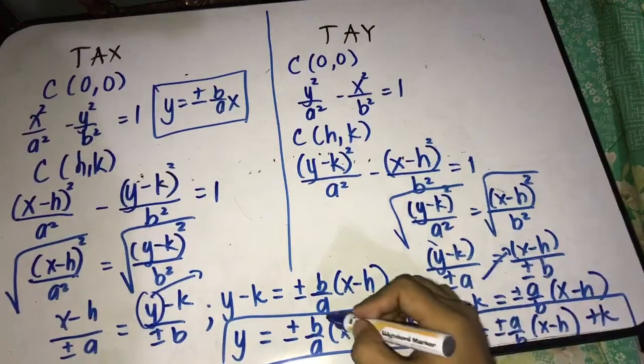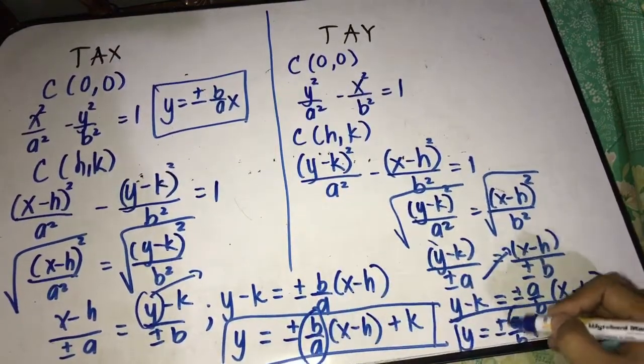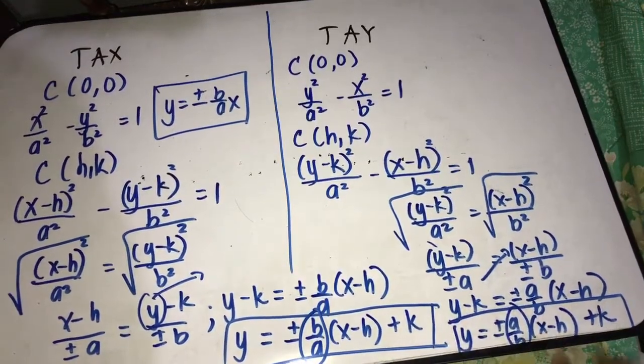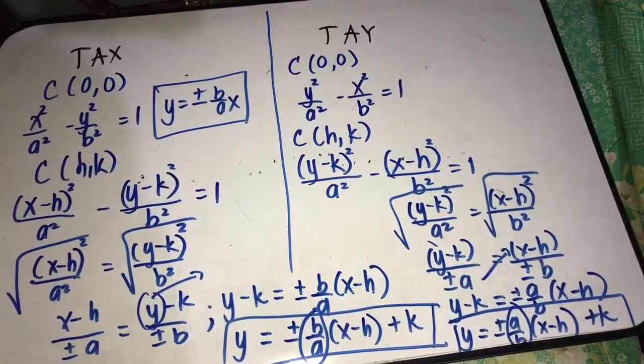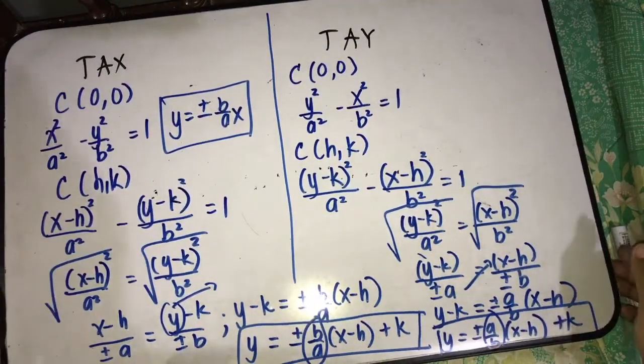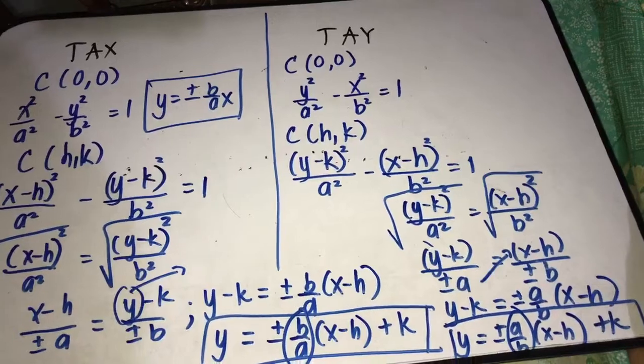Remember that based on the asymptotes, if the center is located at the origin, we just added x minus h and then add plus k, because the center is now located at (h, k). I hope this is clear.